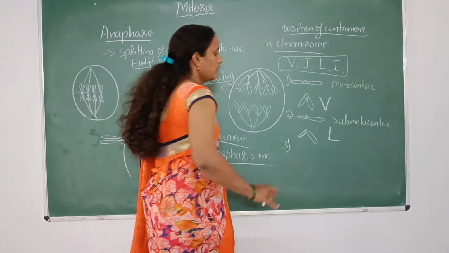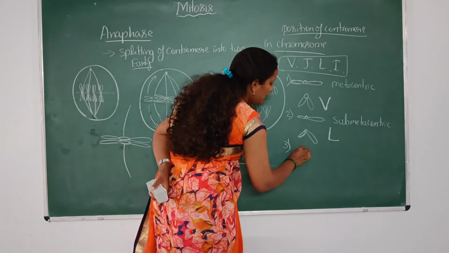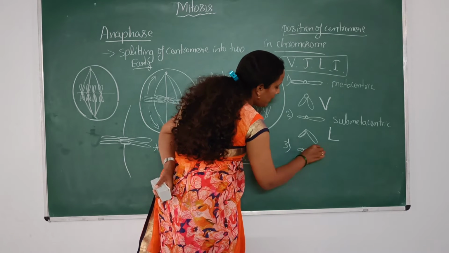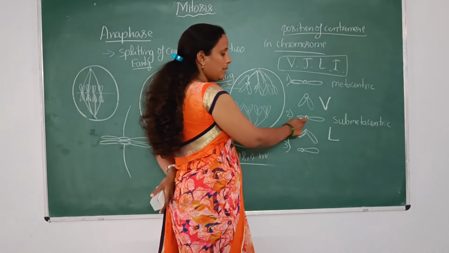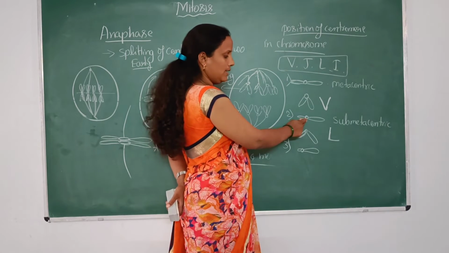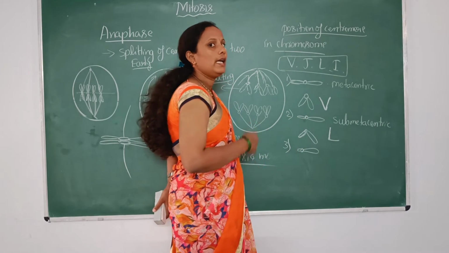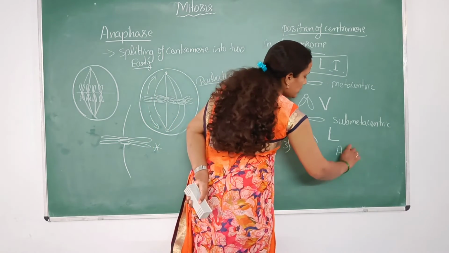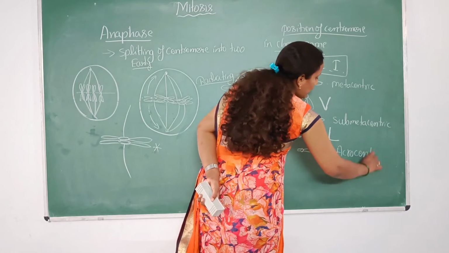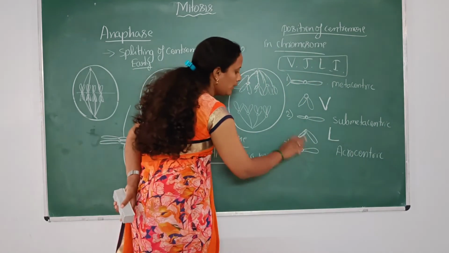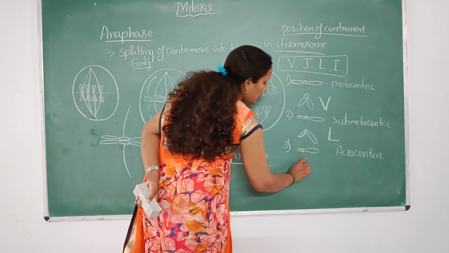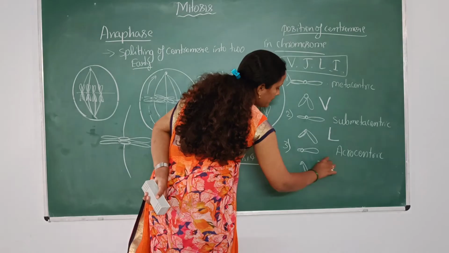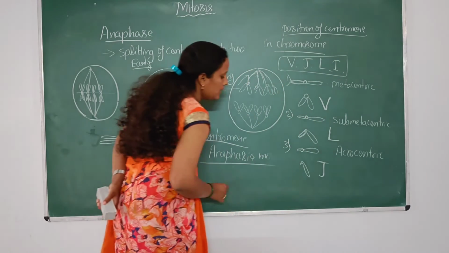And if the chromosome's centromere is present slightly away from the end, here I am referring slightly away from the end, then this is called acrocentric chromosome. And during the movement of an acrocentric chromosome, the chromosomes will appear in J shape. They appear in J shape.